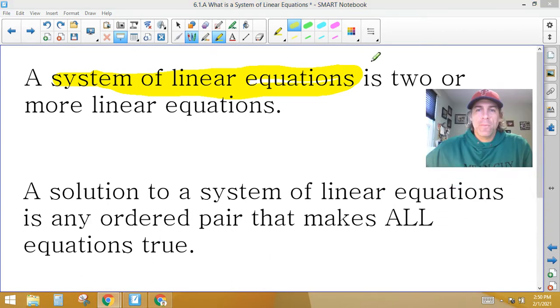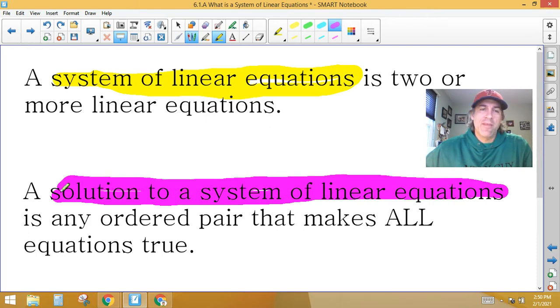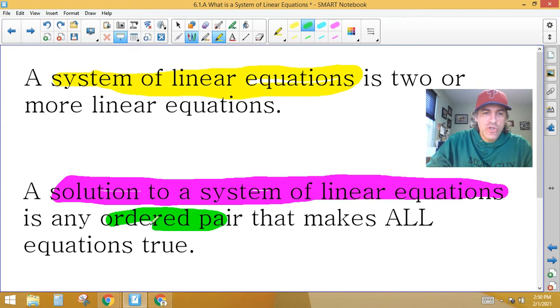And now, what is a solution to a system of linear equations? That is the longest vocabulary word I think of the year. Not kidding. So a solution is going to be an ordered pair. That is huge to recognize. The solution, meaning the answer to a system of linear equations, will be an ordered pair, (x, y). It makes all the equations true, being both of them, because like I said, it'll be two equations.